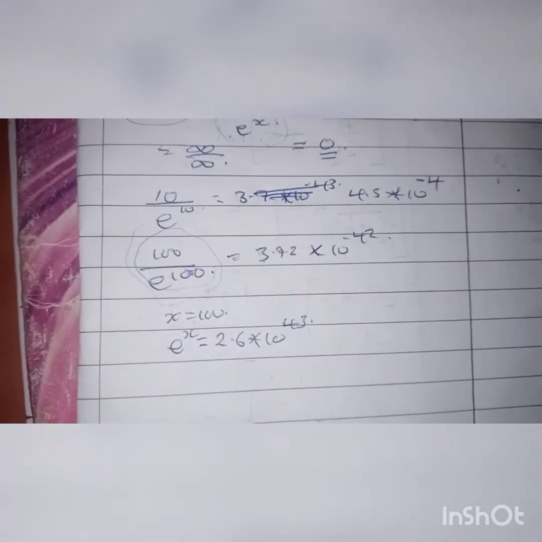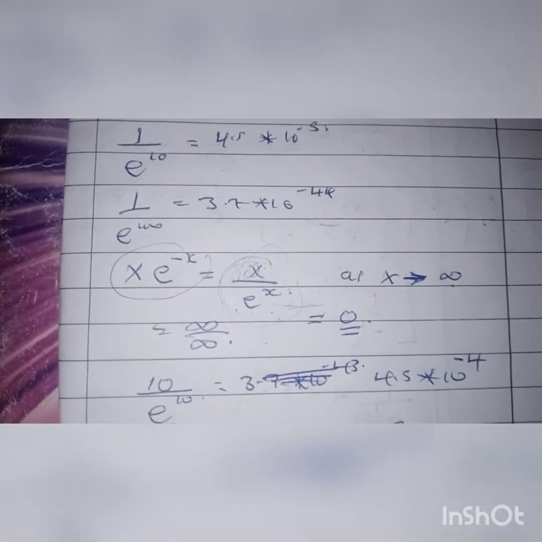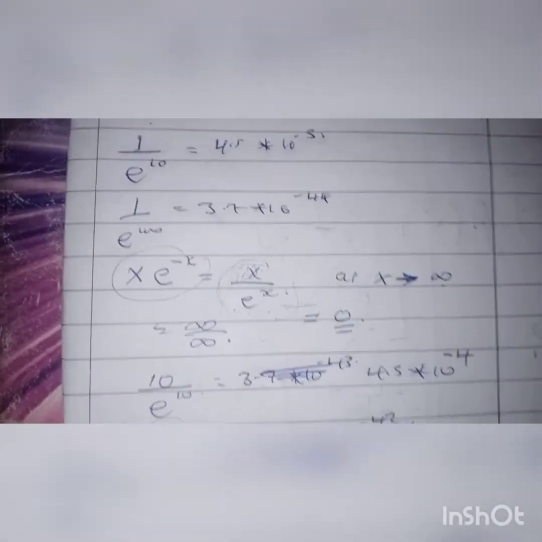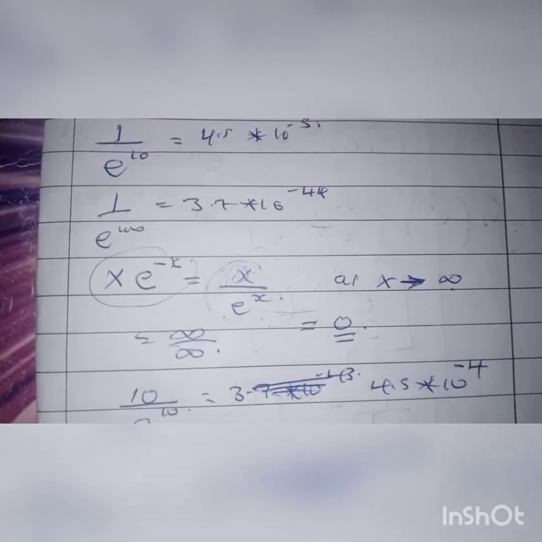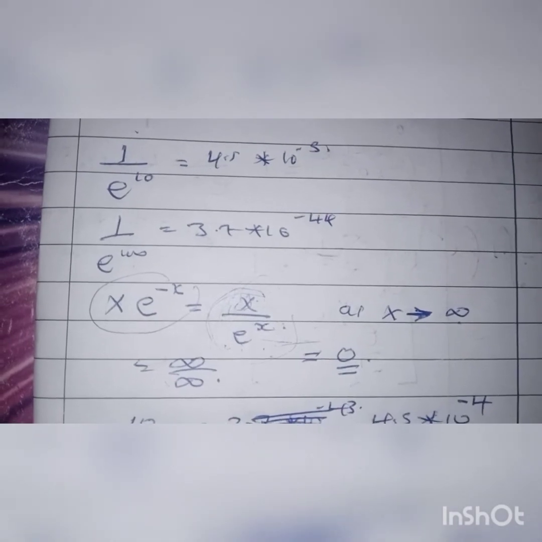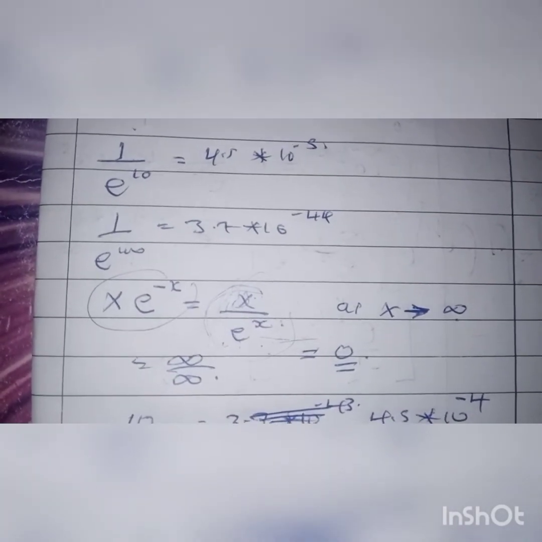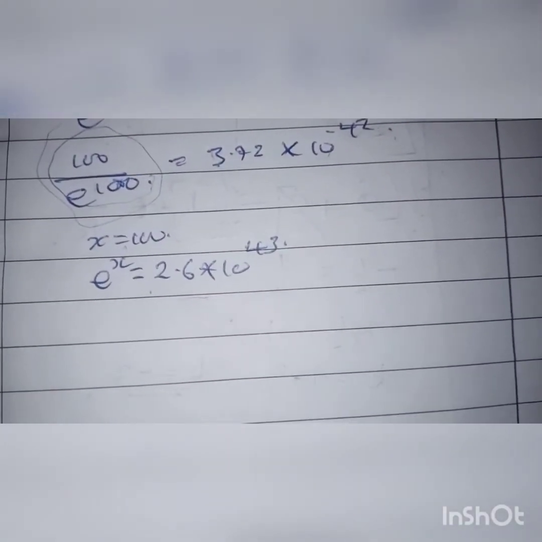So we conclude that what to know in such a function, a function with quotients, is to ask yourself which function grows faster than the other. Hence, it will be easy for you to determine the limit of that function.